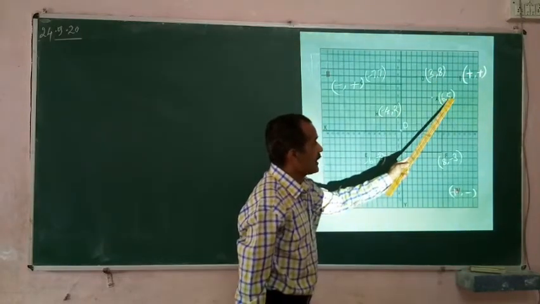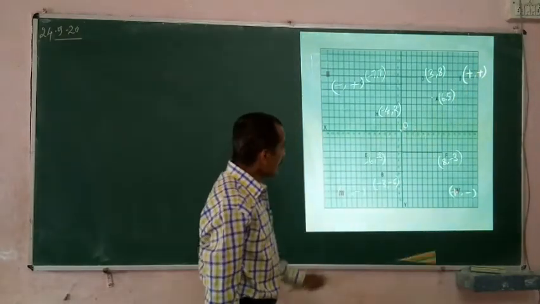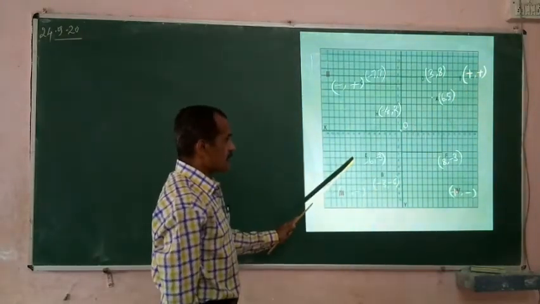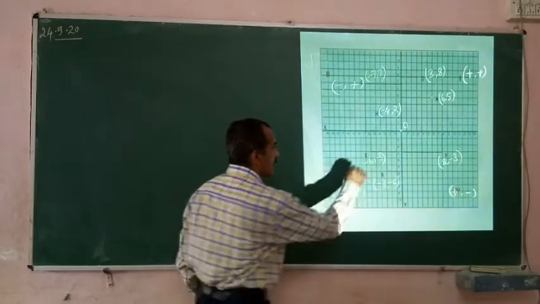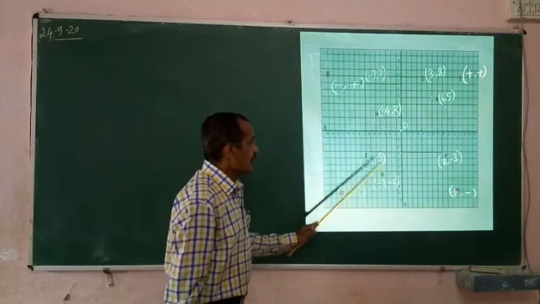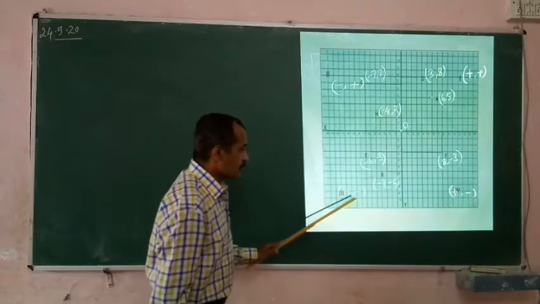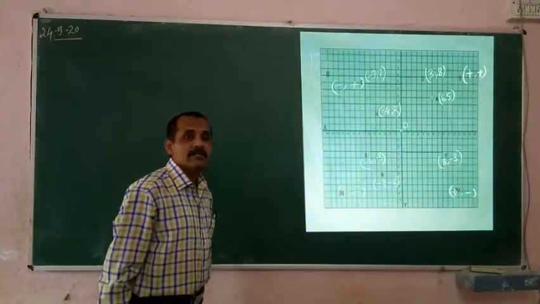X also positive, y also positive. So it is plus plus. Coming to the third quadrant, see here. X value also negative, y also is negative. So this is called as minus minus.